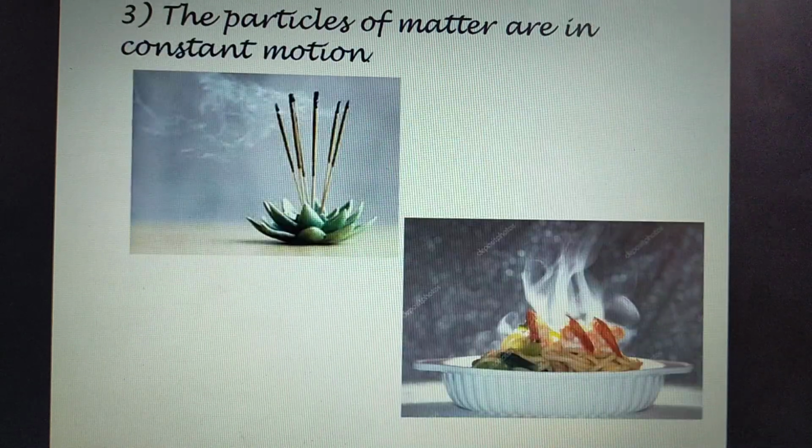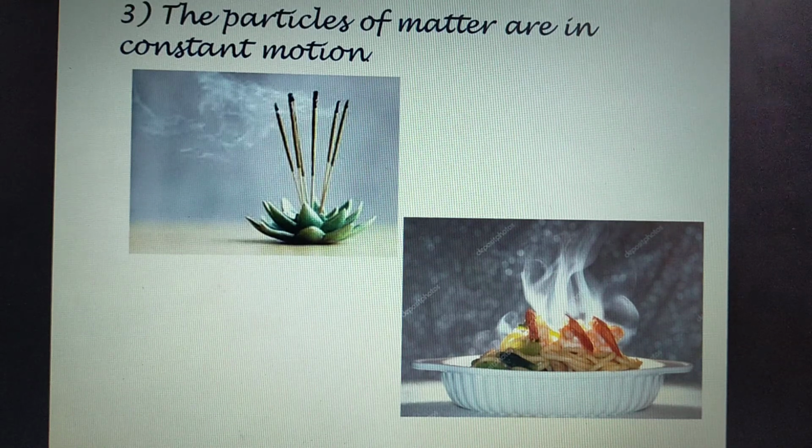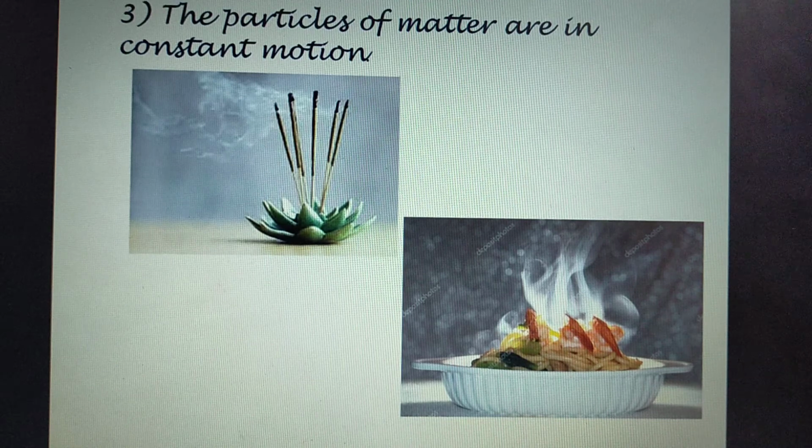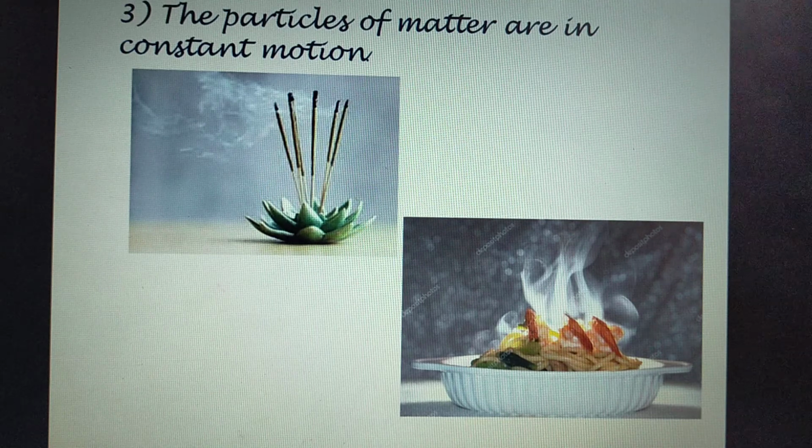The next point is that the particles of matter are in constant motion. This is a very easy one. In this one, we have to put an incense stick in the corner of our house. You cannot get its smell from a distance. For that, you have to move closer to it. Now, light the stick with a matchstick. You can now get its smell even if you are sitting at a distance.